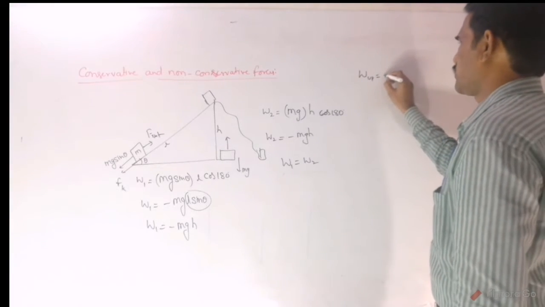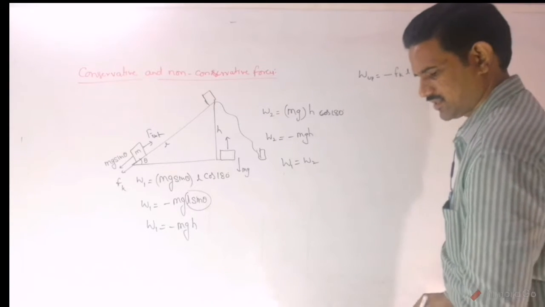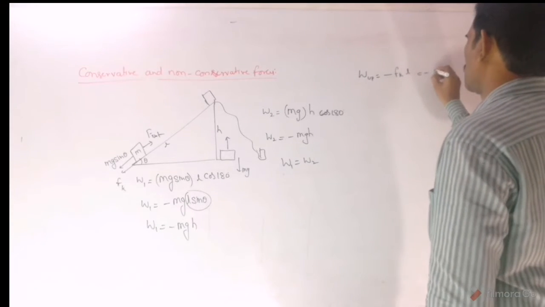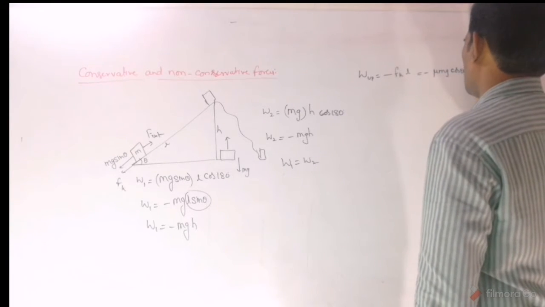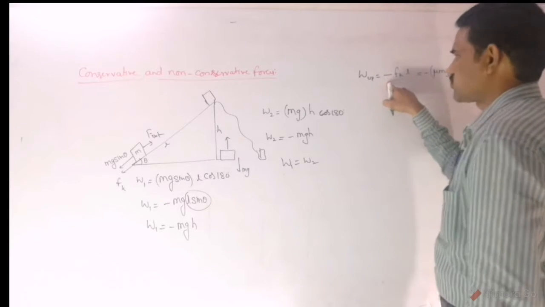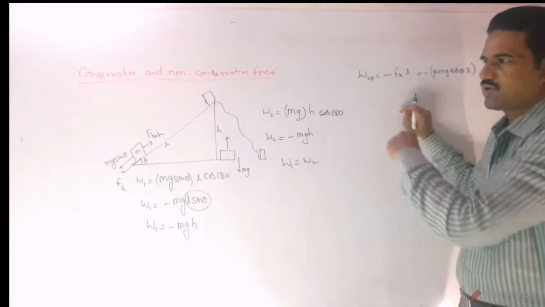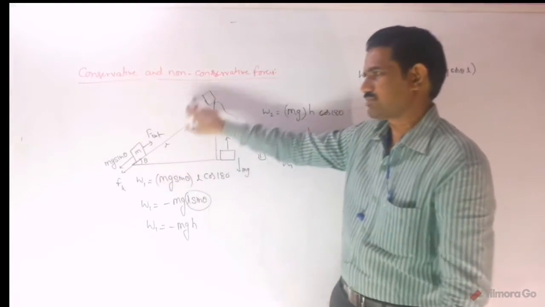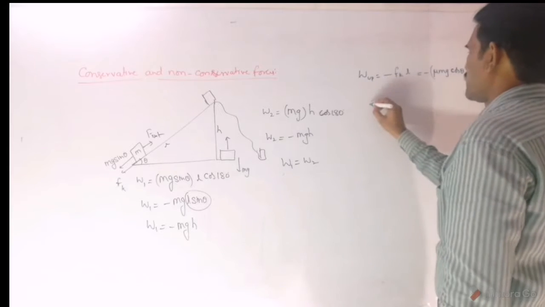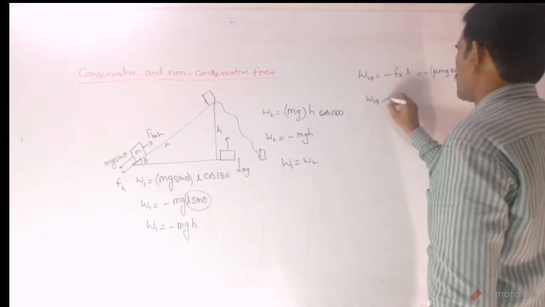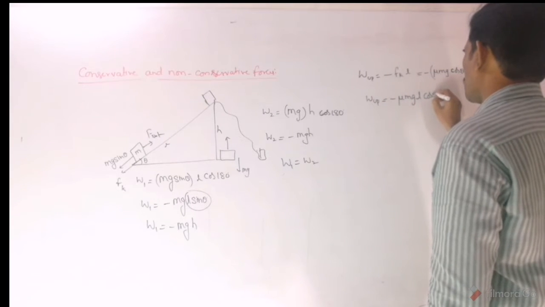So when it is moving up the inclined plane, the work done we can write is minus Fk into L, right? Where Fk is nothing but mu mg cos theta, so minus mu mg cos theta into L. And this minus sign is there because we need to consider cos 180. Force and displacement are opposite. Force is like this and displacement is up the inclined plane. So the work done up the inclined plane is minus mu mgL cos theta.